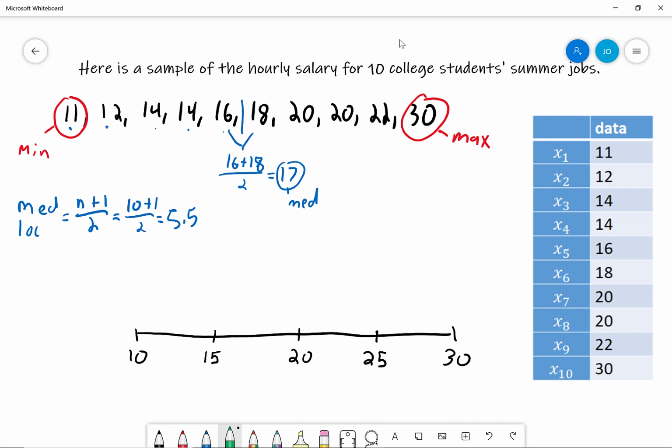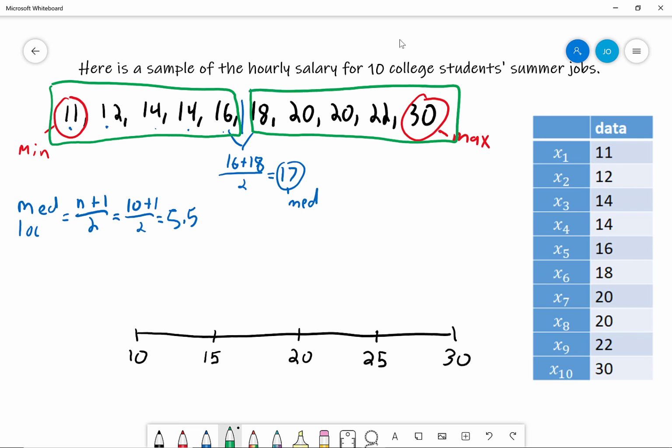To find the remaining 2 numbers in our 5-num sum, we look at the bottom half of our data set and the top half of our data set, and we'll find the median of these 2 data sets. The median location in this case would be 5 plus 1 over 2, which equals 3. So we go to the third observation in our bottom half, which is Q1, and the third observation in our top half, which is 20.